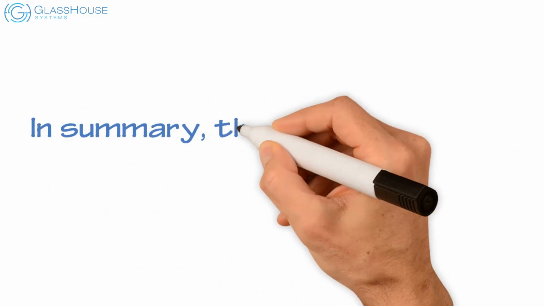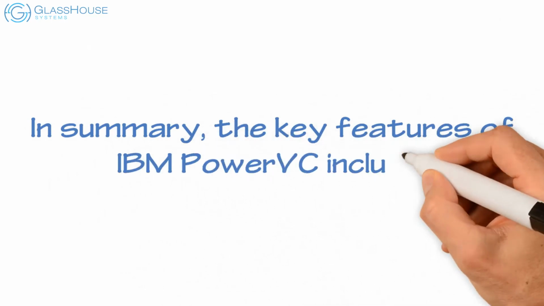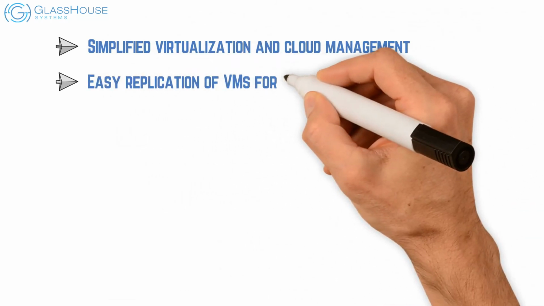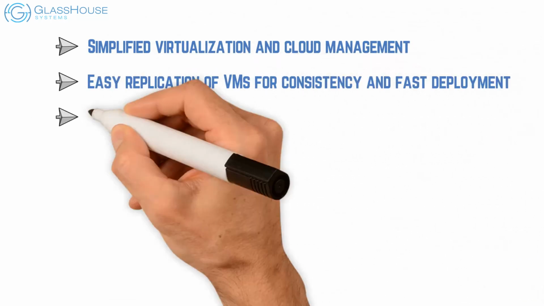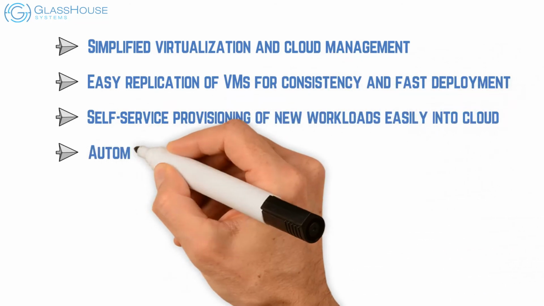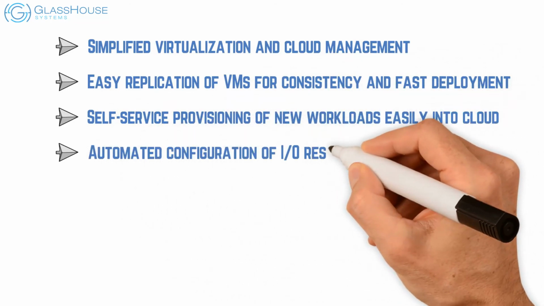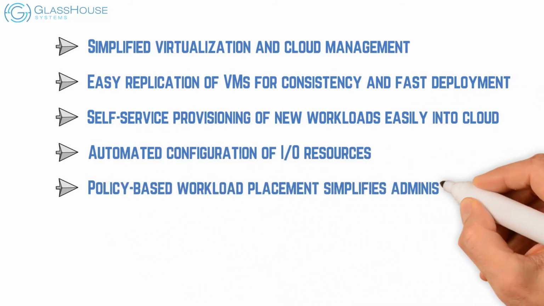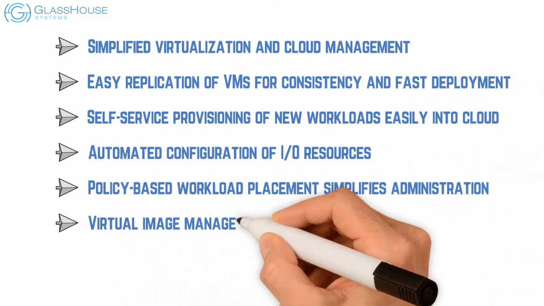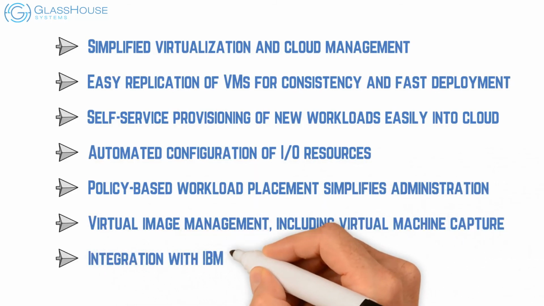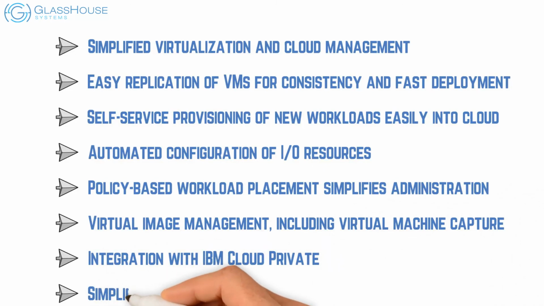In summary, the key features of IBM PowerVC include simplified virtualization and cloud management, easy replication of VMs for consistency and fast deployment, self-service provisioning of new workloads easily into cloud, automated configuration of I/O resources, policy-based workload placement simplifies administration, virtual image management including virtual machine capture, integration with IBM Cloud Private, and simplified SAP HANA deployment.